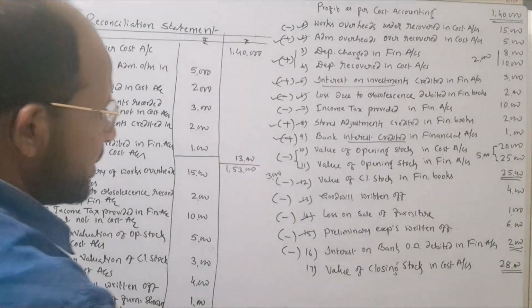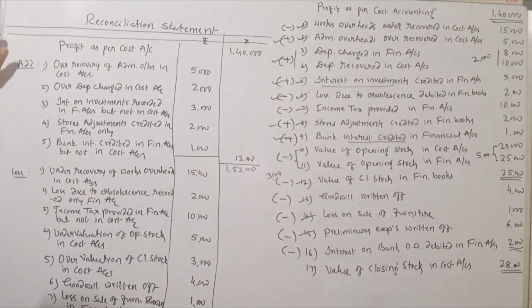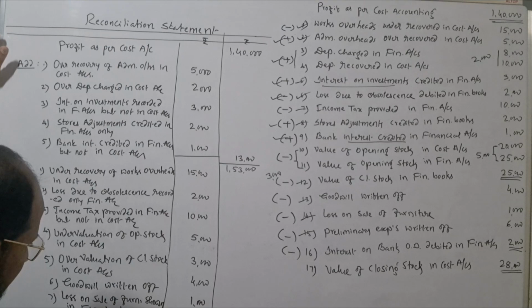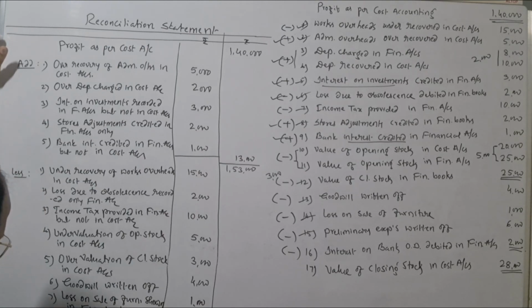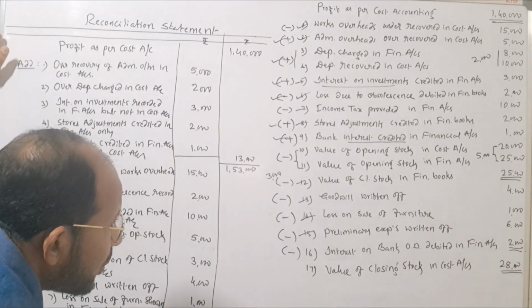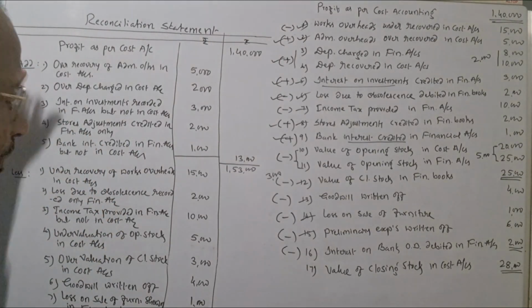Then after that, preliminary expenses written off. Number 8. Preliminary expenses are written off in financial books. Rupees how much? Rupees 6,000. What else? Last item.